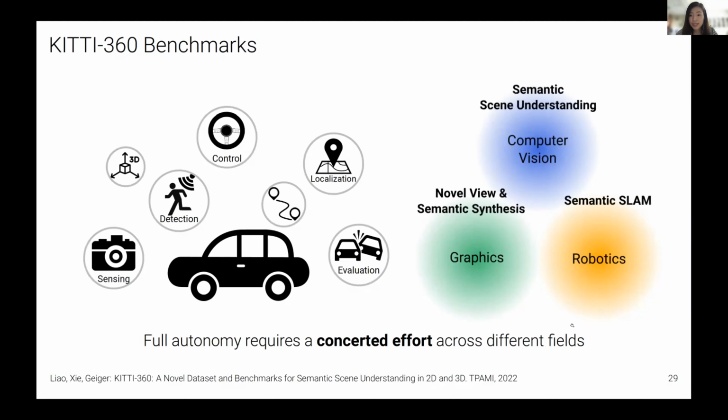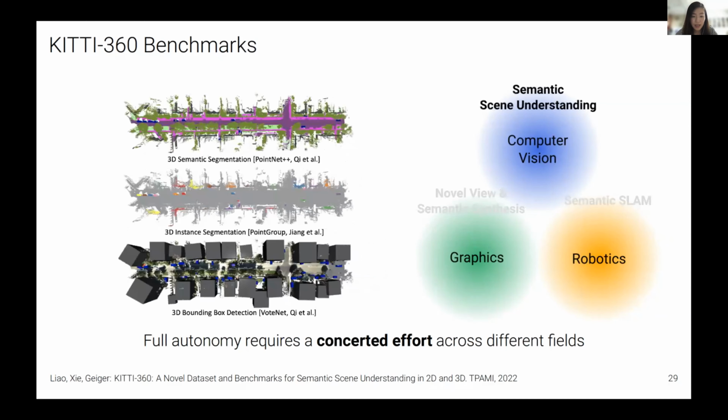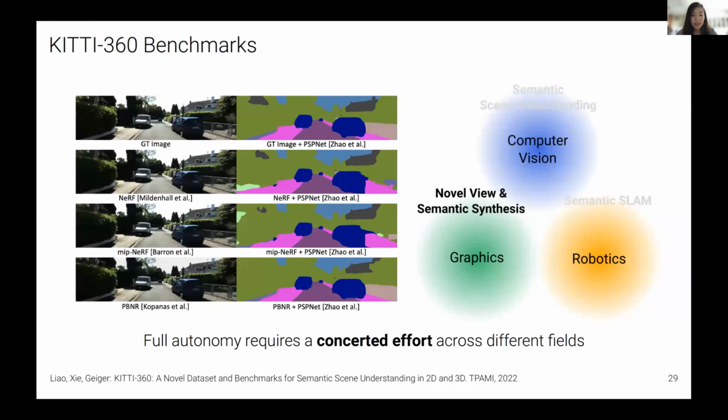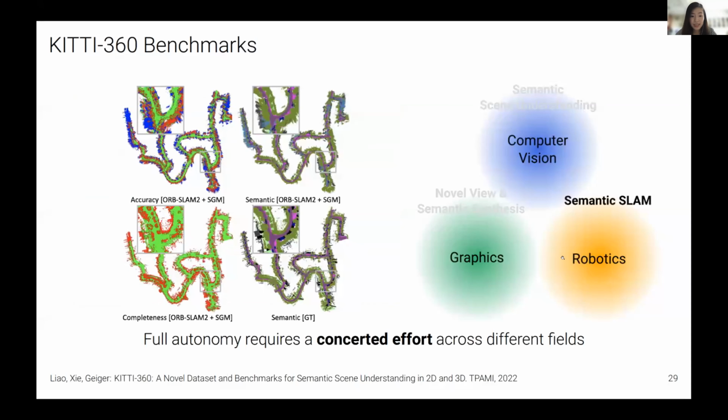And we have tasks including semantic scene understanding, novel view synthesis, where we also evaluated state-of-the-art methods like NeRF, MIP-NeRF, and PBNR to bootstrap the leaderboard. And finally, we also have semantic SLAM, where we want to evaluate not only the localization, but also the reconstruction.